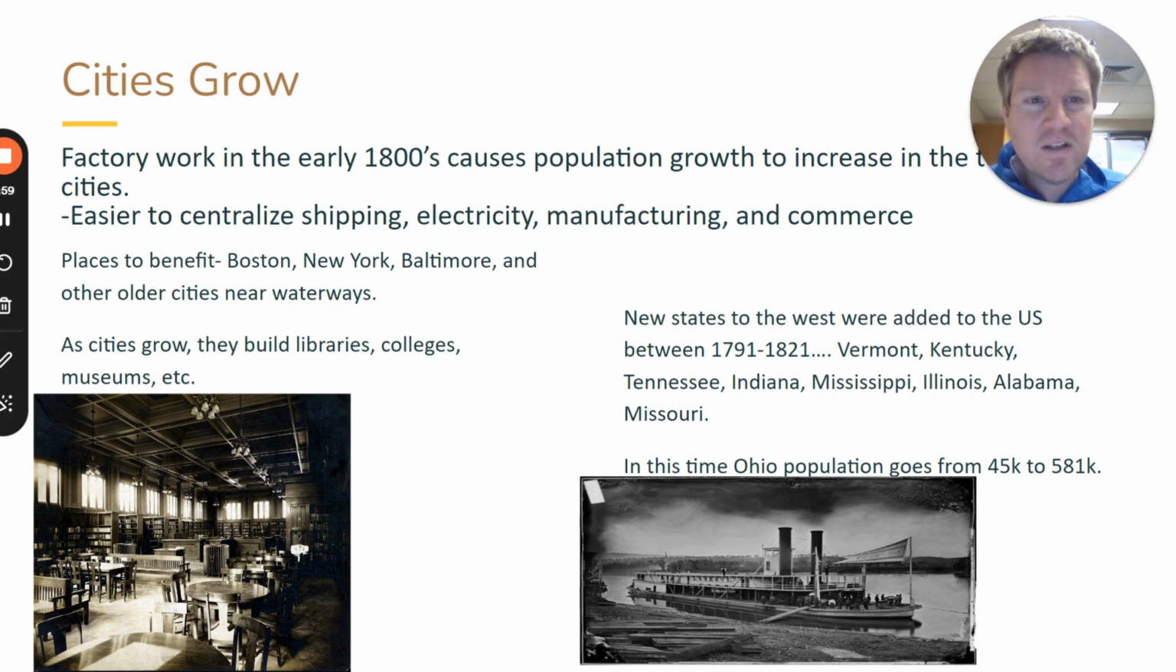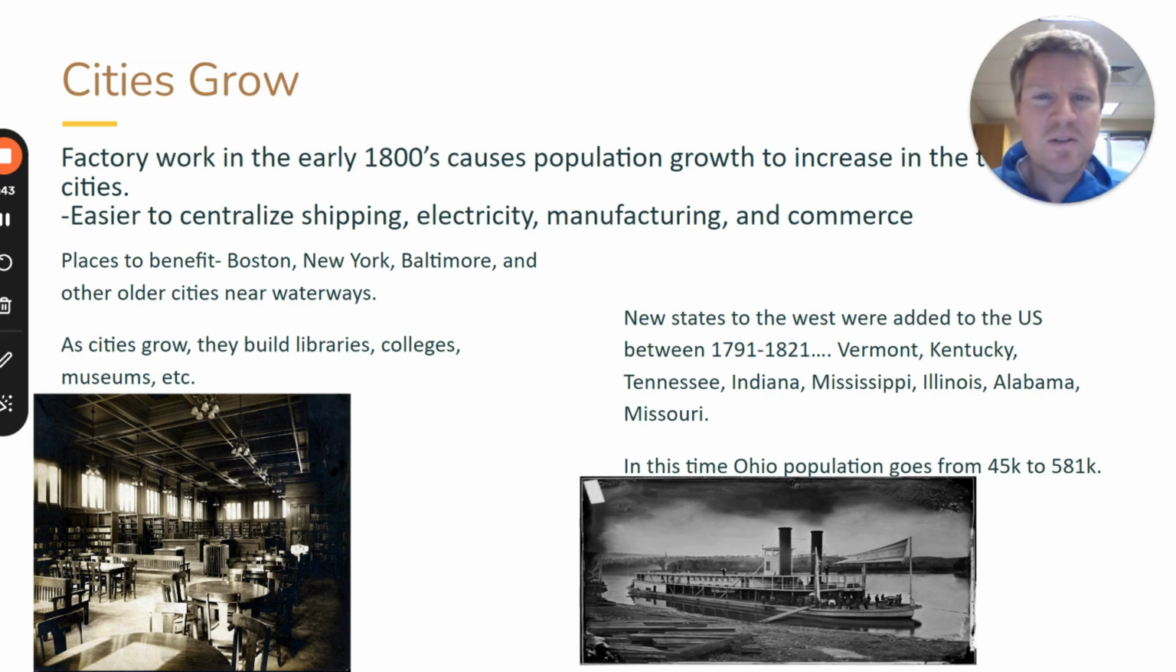Factory work increases rapidly, causing the population of the cities and the urban centers to grow. Also, towns begin to experience increases in population, just for the fact that it's easier to centralize shipping, electricity, manufacturing, commerce in one central place. With internet and telephones, it's easier to spread out, but in these times, it's easier for a ship to just go to one location, drop everything off, put all the factories in one place, put all the power lines in one place, put the roads in one place, as opposed to today where you see it everywhere. And we're going to get into some maps later that clarify why this is so common at this time.